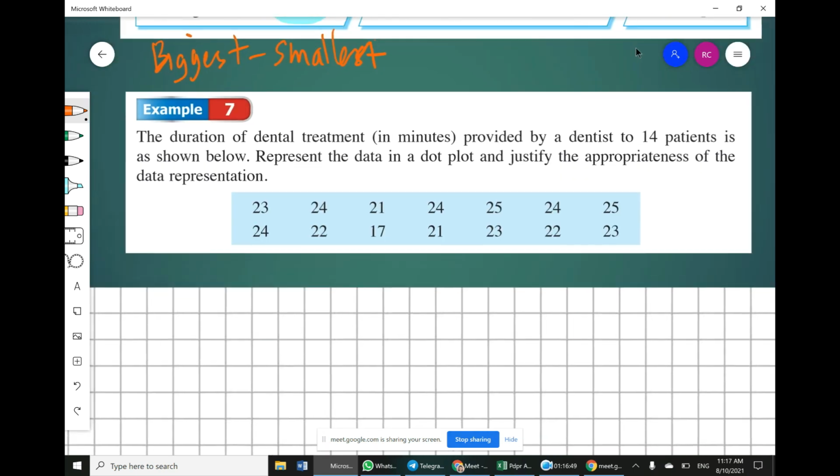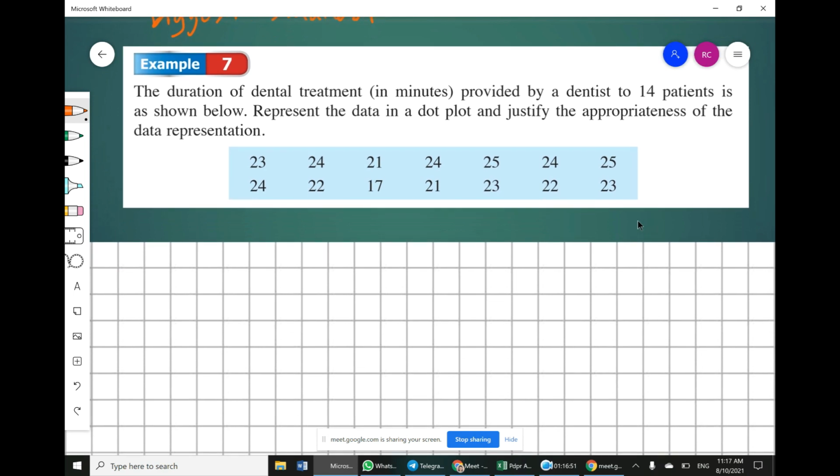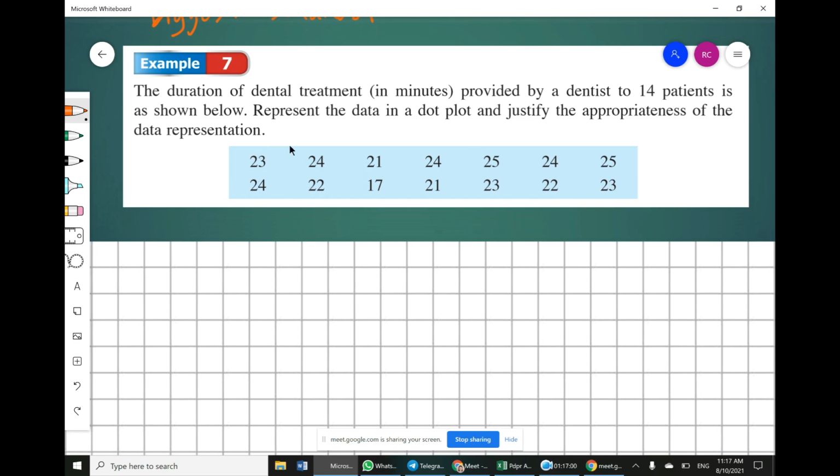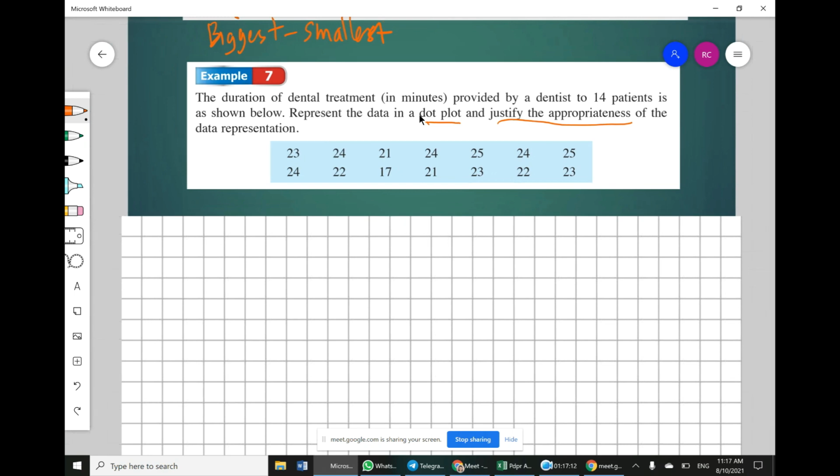Okay, now we look at the question here. The duration of dental treatment in minutes provided by a dentist to 14 patients is as shown below. So these are the times of the dental treatment of 14 patients. We represent the data in a dot plot and justify the appropriateness of the data representation. So here, first thing, you need to draw the horizontal line. But before that, I will advise you to find out the range first. So to find out the range, you need to determine the smallest and the biggest value. Which one is the smallest value, class? 17. Yes. Which one is the biggest?